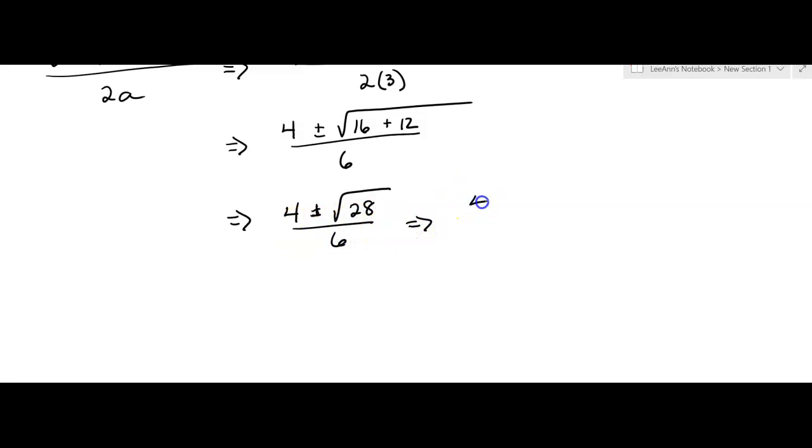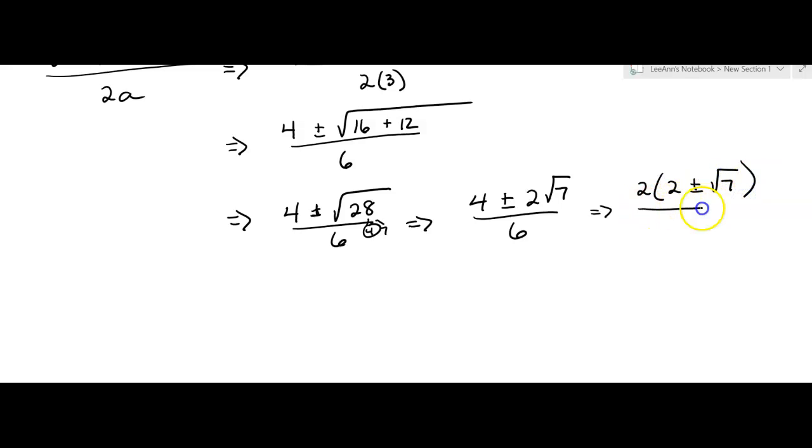But then that's going to be 4 plus or minus, well, 28 is 4 times 7, so you can take the square root of 4, which is 2, times the square root of 7, all over 6. Well, there's a factor of 2 in the numerator, so 2 times 2 plus or minus the square root of 7 over 6. And then you can cancel the 2 into the 6. It goes 3 times. So you're going to have two answers, 2 minus the square root of 7 over 3, and 2 plus the square root of 7 over 3.